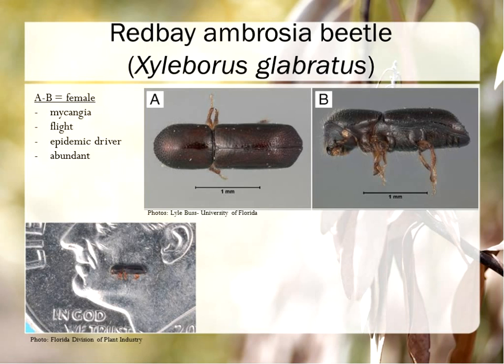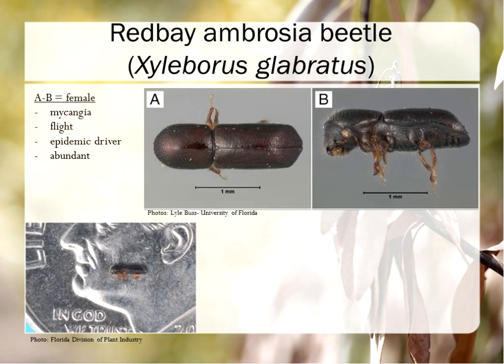The males can't fly, they do not have a mycangia, and they're generally just left in the host tree for reproduction. The ratio of males to females is highly skewed toward females, so you might have 30 to 40 females produced for every male. And that, of course, can change due to hosts or environmental conditions, but in generalities, there's a lot more females than males.